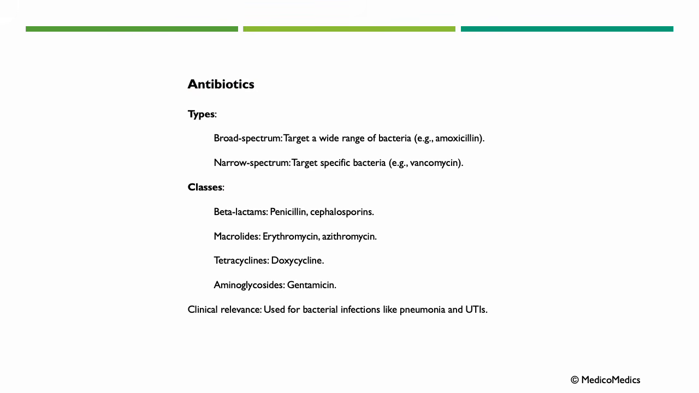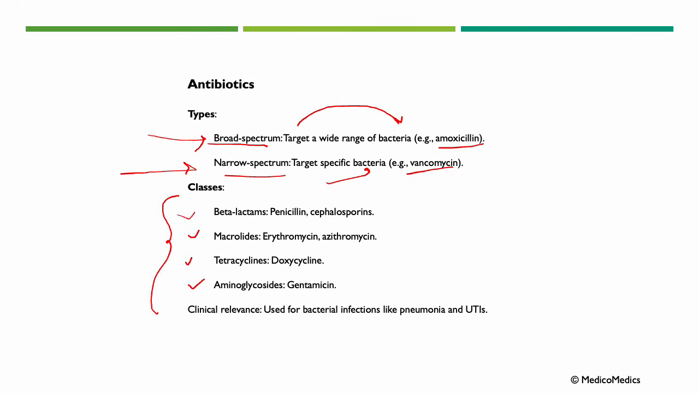Now let's repeat ourselves. So antibiotics, we talked about two types. Broad spectrum, these target a wide range of bacteria, for example, amoxicillin. And then we have narrow spectrum, these target specific bacteria, for example, vancomycin. And we have different classes of antibiotics.